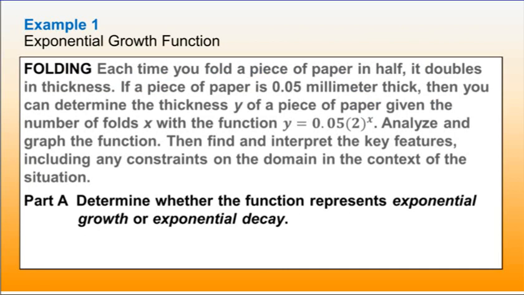First example: each time you fold a piece of paper in half, it doubles in thickness. If a piece of paper is 0.05 millimeters thick, then you can determine the thickness y of a piece of paper given the number of folds, x, with the function y equals 0.05 times 2 raised to the x power. Analyze and graph the function, then find and interpret the key features, including any constraints on the domain in the context of the situation. So the first thing is determine whether the function represents an exponential growth or exponential decay.